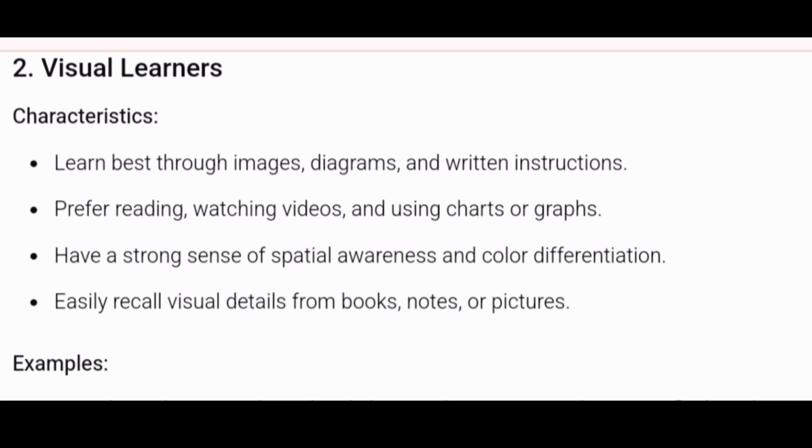But those who take arts, what do they have to do? They have to write and write. For 20 marks, science students might need to write 5 pages along with diagrams. But those who take arts need to write 10 pages without diagrams. Just write. So those learners who can learn with the help of images, diagrams, and written instructions are known as visual learners, right?